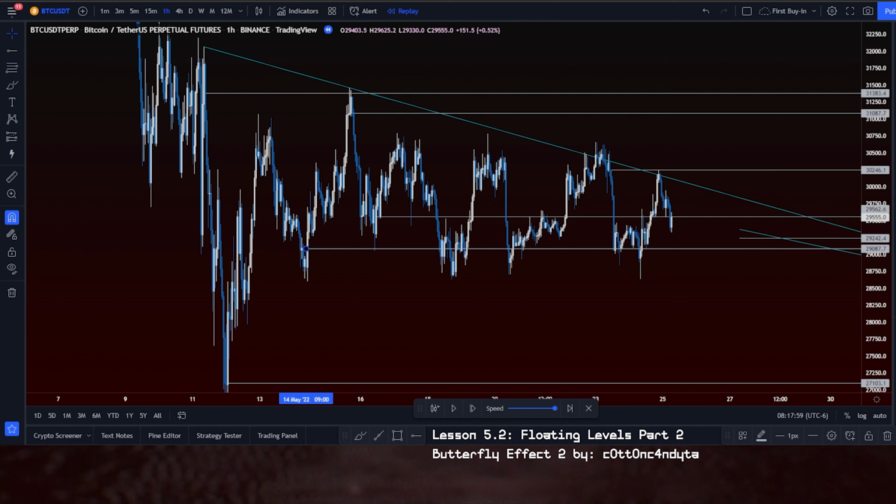Since you could enter on the test of a float and use a range trend as your trigger. So could you enter on the test of a float? Yeah, absolutely. You could absolutely use your range as a trigger. You're talking about more of a position trade now.